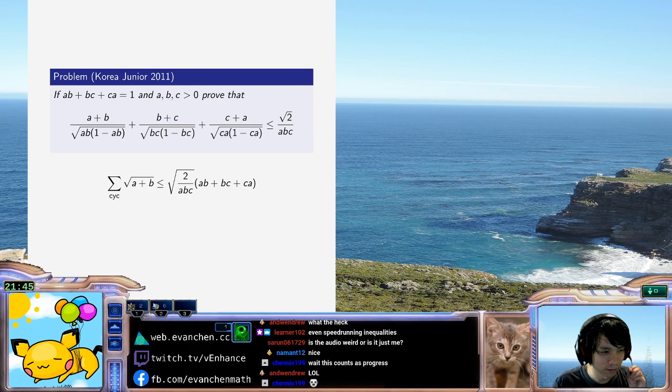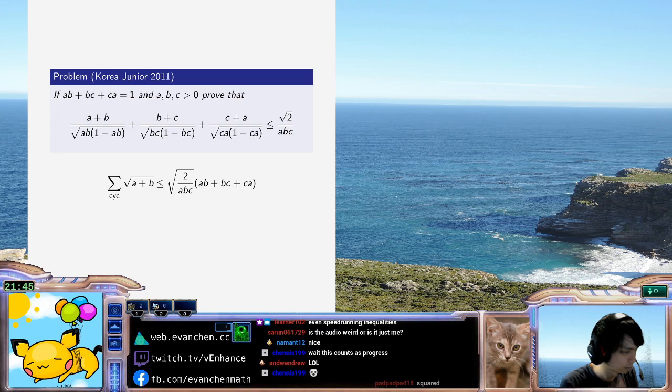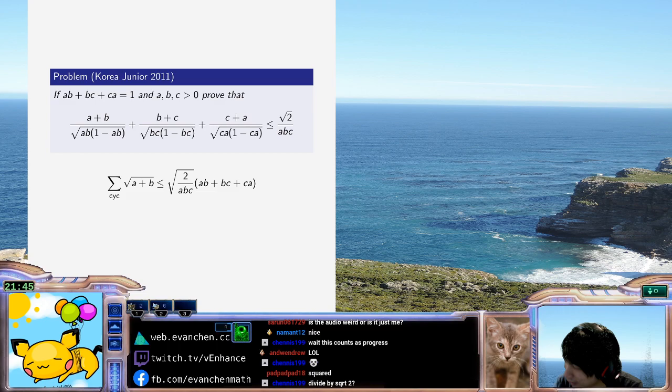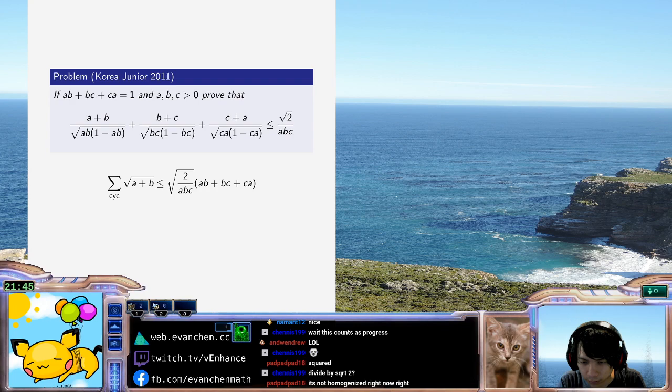Alright, so... I don't really want to screw it, I'll be honest, but also, like what? So okay, let me redress it slightly. I want cyclic sum of... to... I always type square root frac instead of frac and... no, that is right. Is it not homogenized now? Am I bad?